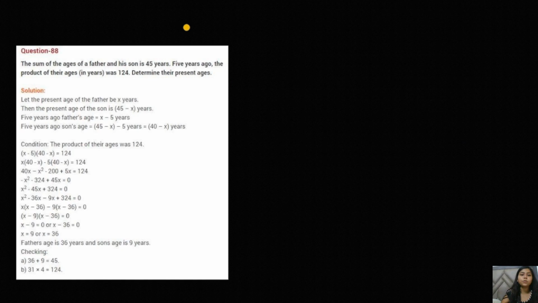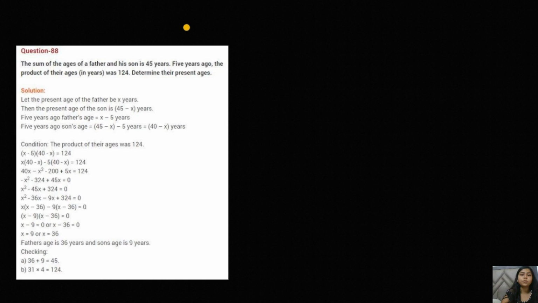Okay, people are not able to understand how to make the equations in age related questions, so I am here to make you understand. The sum of the ages of a father and his son is 45. Let the present age of the father be x years. Then the sum is x plus the son's age, which will be 45.